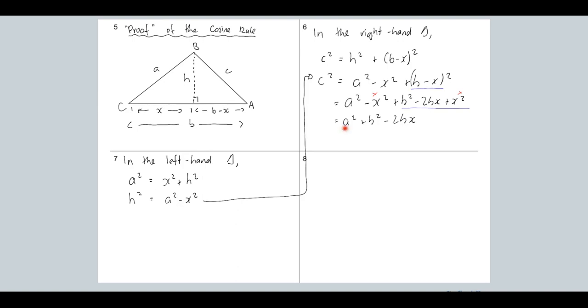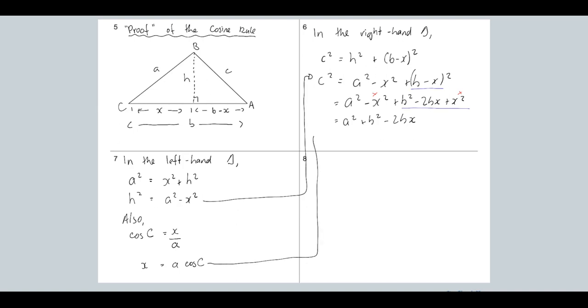And can you start to see that there's a little bit of the cosine rule coming out here? I've got the a squared plus b squared. I've got the 2 and the b, but I've got this x. If I can get rid of the x, then I'm going to have my cosine rule. And if we look at the left-hand triangle again, I can work out an expression for x. So we've also got the cosine of C is equal to adjacent over hypotenuse, x over a, which means that x is equal to a cos C.